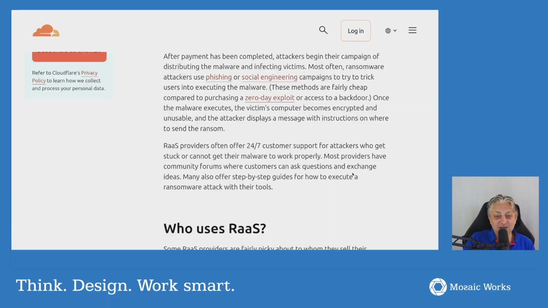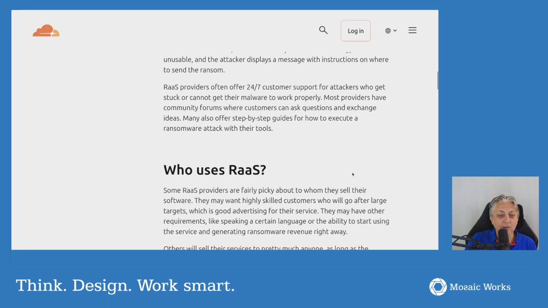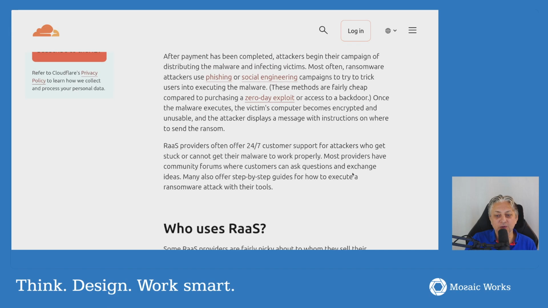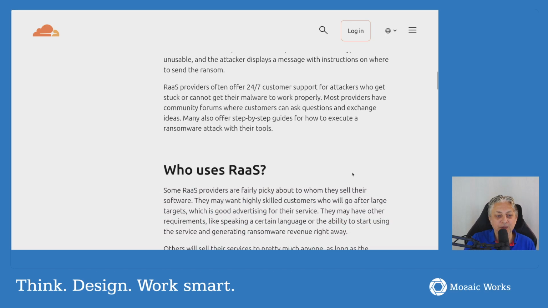After payment has been completed, attackers begin their campaign of distributing the malware and infecting victims. Most often, ransomware attackers use phishing or social engineering campaigns to try to trick users into executing the malware. These methods are fairly cheap compared to purchasing a zero-day exploit or access to a backdoor. Once the malware executes, the victim's computer becomes encrypted and unusable, and the attacker displays a message with the instructions on where to send the ransom.